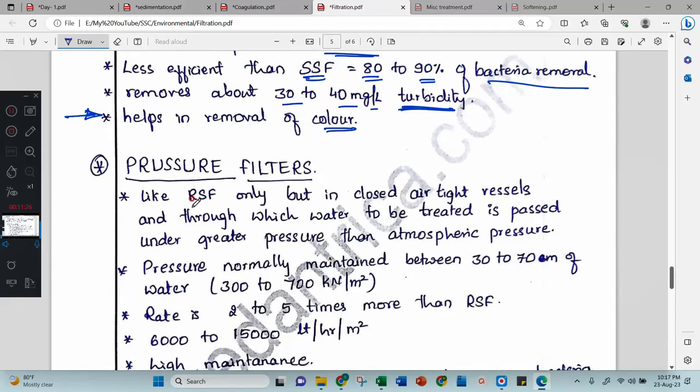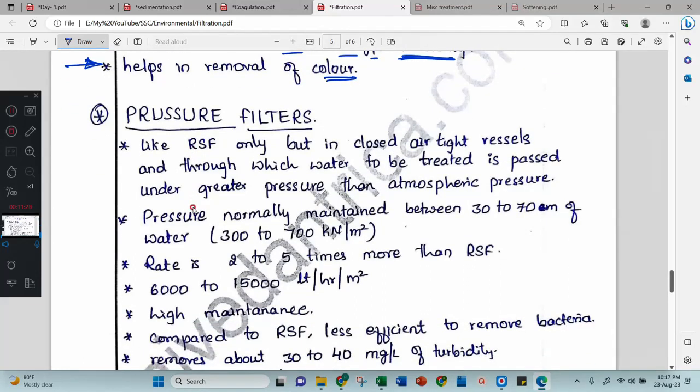Next, we have the last one, pressure filter. The pressure filter nowadays we are using because we want more rate of filtration. It is just like a rapid sand filter only, but the difference is it is in a closed or airtight vessel, because you are applying pressure more than atmospheric pressure. Therefore you are making it closed or airtight, and the water to be treated is passed under a greater pressure than atmospheric pressure.